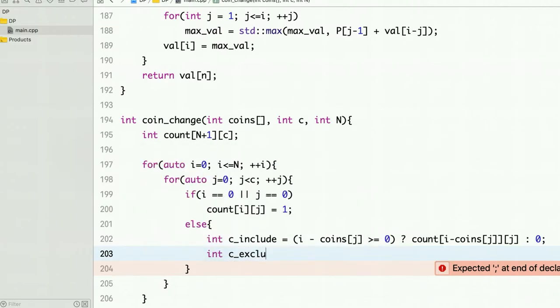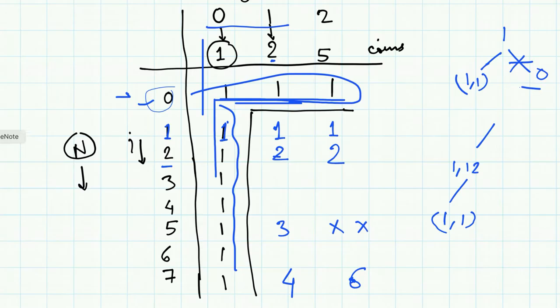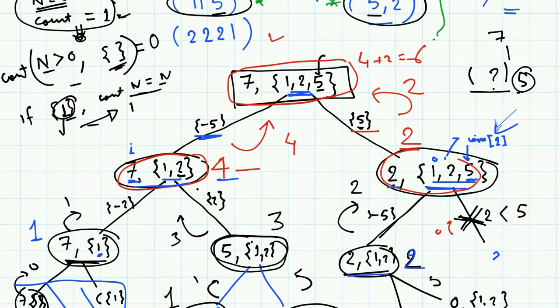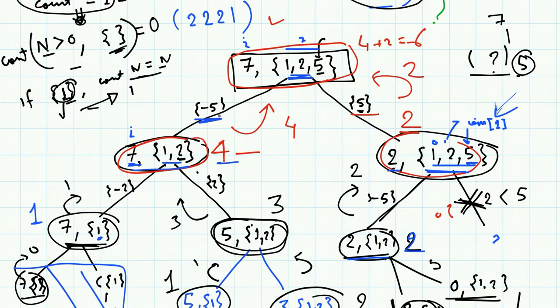excluding that last coin. So when we exclude the last coin, what do we do? So this was our initial problem. In this case i would be 7 and j would be 0 1 2, because this array has three elements. So j would be 2. So if we exclude that, this problem reduces to same i, but j decreases by 1. We exclude that last coin.